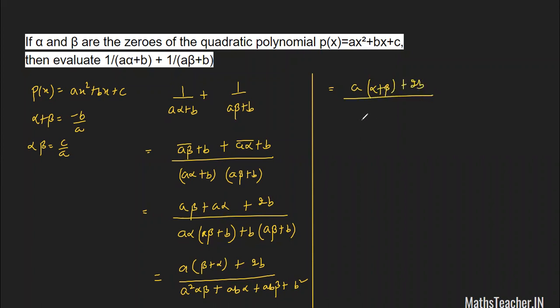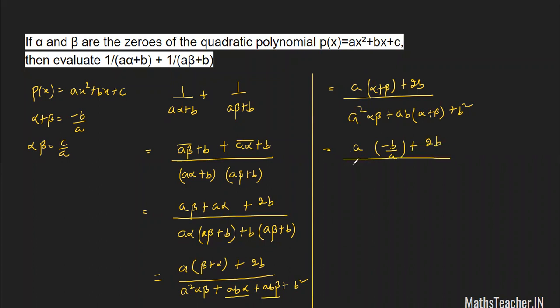In the denominator, you can see a² alpha beta as it is, plus in these two parts something comes out to be common, and it is actually ab. So it is ab(alpha plus beta), and this is b², not beta squared. I know this is a little bit confusing, but we have to bear with it. What is alpha plus beta? We know that alpha plus beta is minus b upon a. 2b will be as it is.